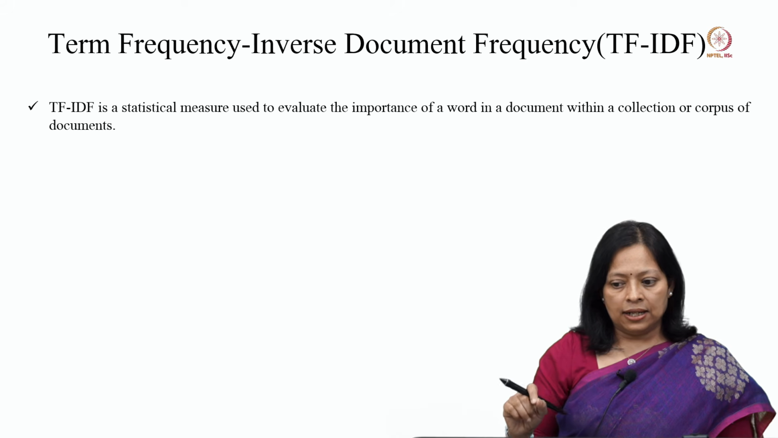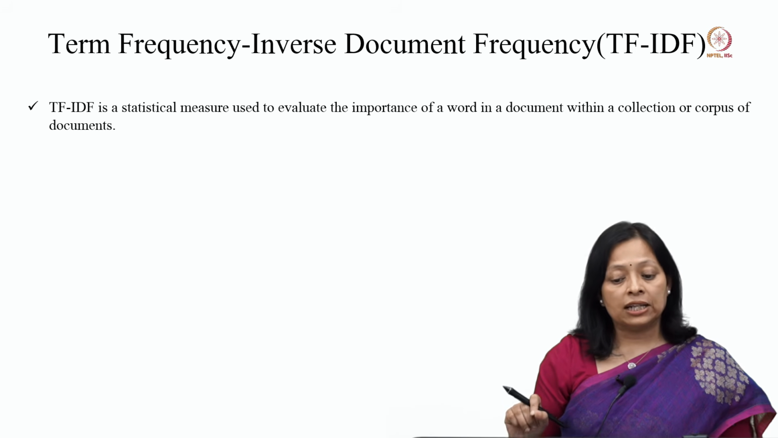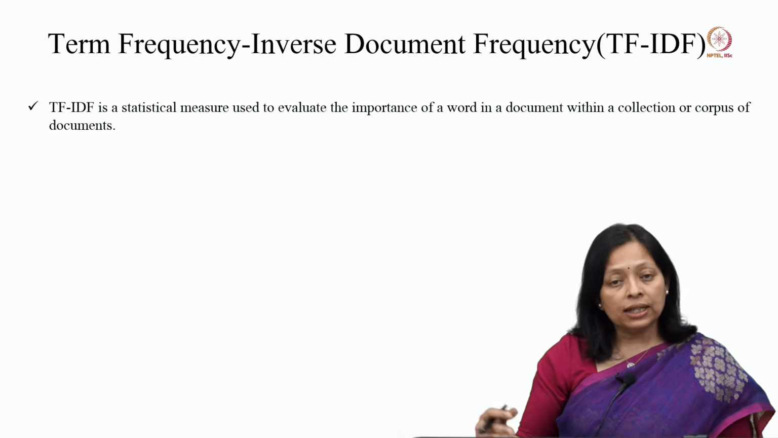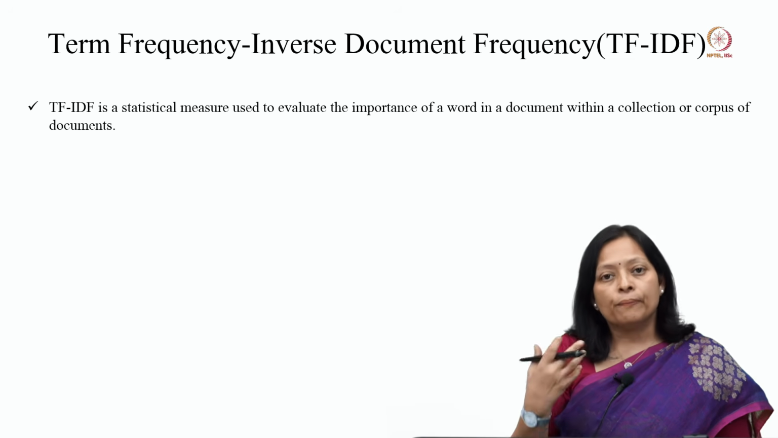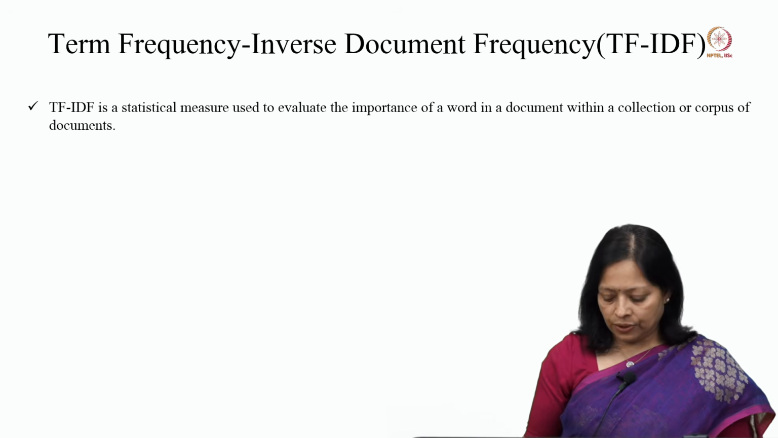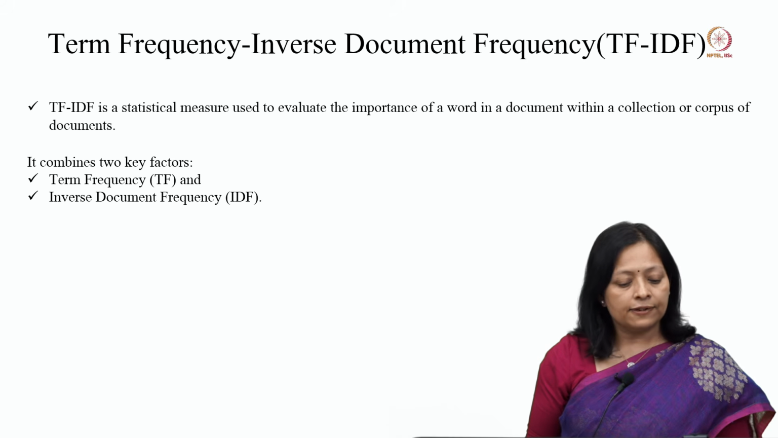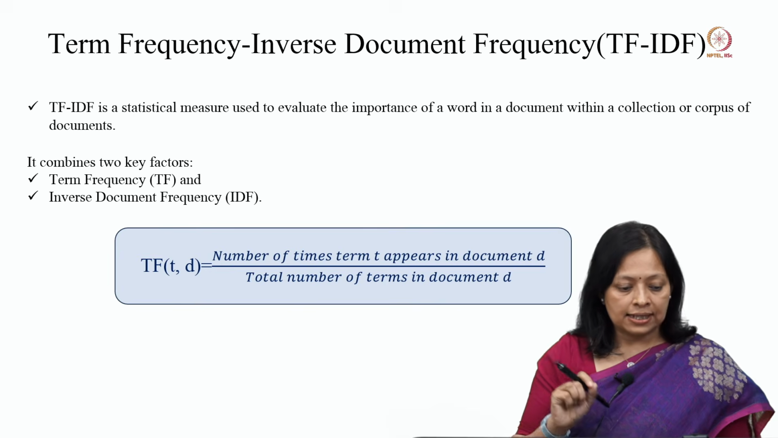We call it TF-IDF, term frequency inverse document frequency. It is a statistical measure used to evaluate the importance of a word in a document within a collection or corpus of documents. The more times a word is used in a document or in a corpus, the more important the word is. Okay? That is the main notion. It combines two key factors, term frequency and inverse document frequency. So, we will see what this term frequency is.